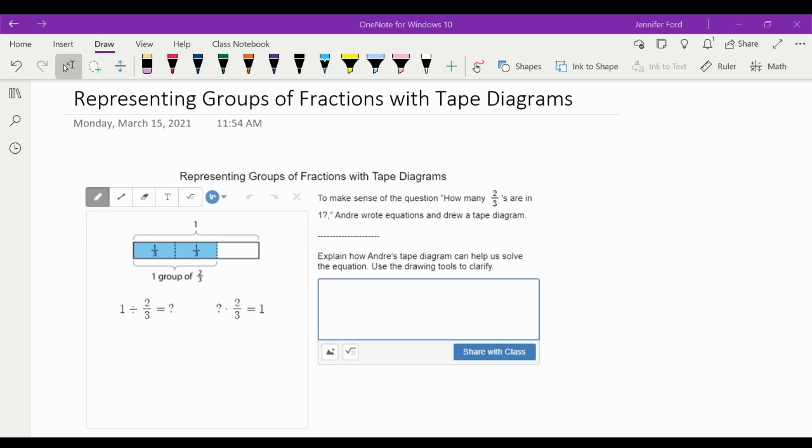In your copy, this had a typo. It should say, to make sense of the question, how many 2/3 are in one? Andre wrote equations and drew a tape diagram. Explain how Andre's tape diagram can help us solve the equation. Use the drawing tools to clarify. Okay. So we talked about this one during class.